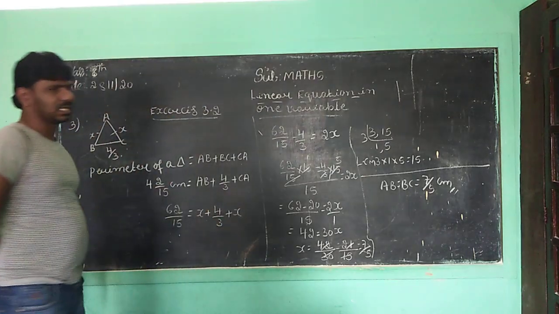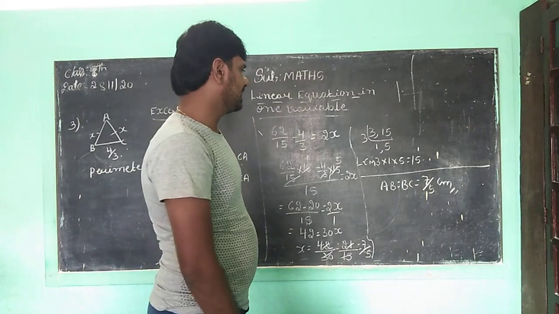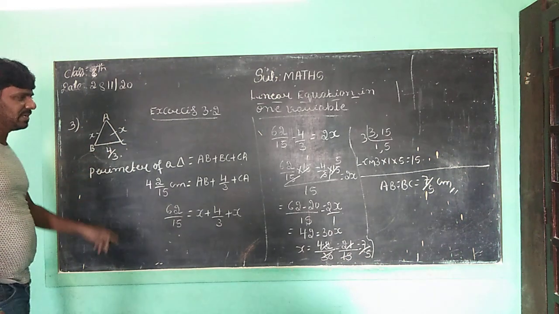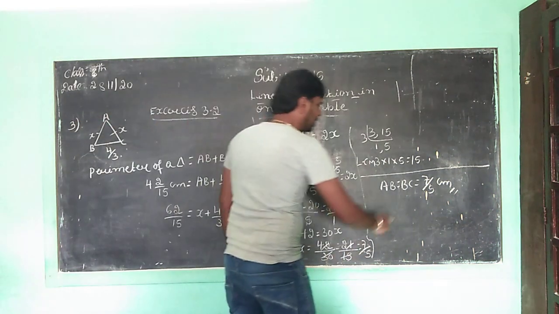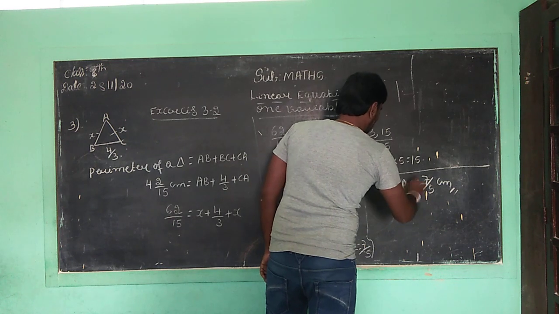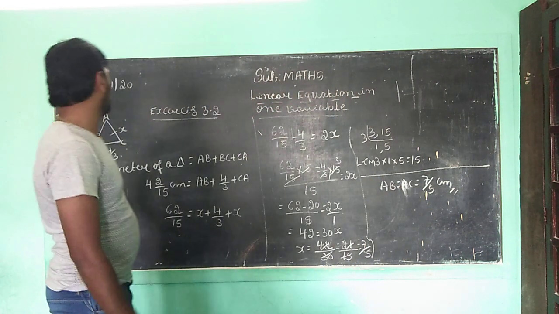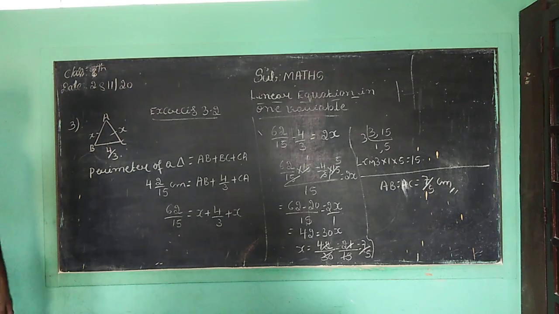7 by 5 centimeter. See children, here it is not AB equal to BC, it is AB equal to AC. BC is the base. This is AB equal to AC, children, not BC. Correct, children? This is the only thing you want to correct. AB is equal to AC is equal to how much? 7 by 5 centimeter. Can you understand, children? Thank you, children.